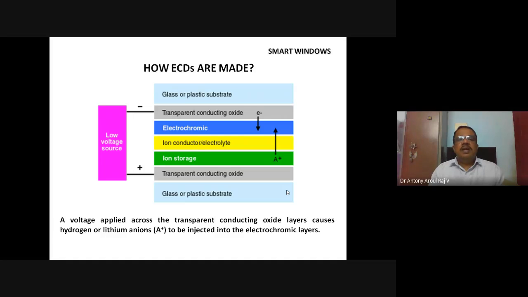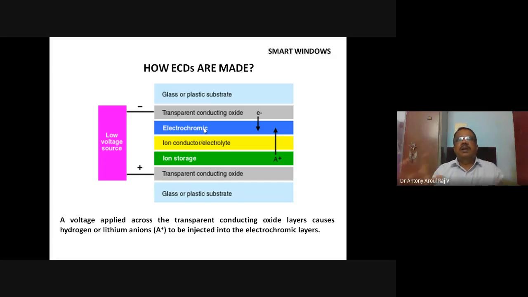So how is this arranged? You have the glass, or sometimes plastic, outside, then transparent conducting oxides inside, and after that the electrochromic layer, the ion conducting electrolyte you have just seen, and ion storage here. We are applying a voltage across the transparent conducting layers. This will cause the hydrogen and lithium ions to move towards the electrochromic layer.